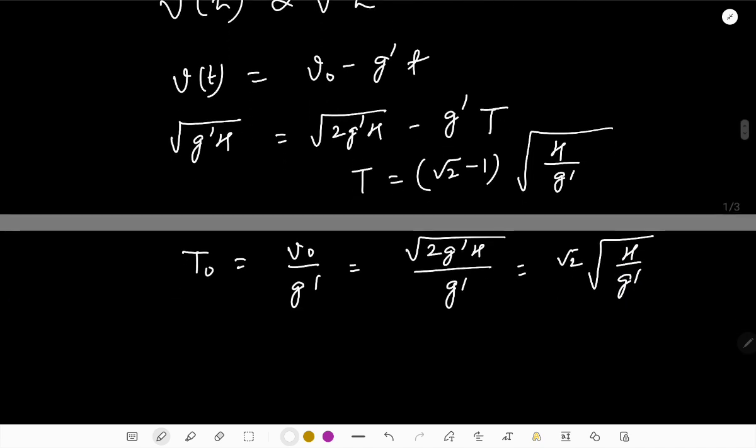And you will see this time is root 2 by (root 2 minus 1) times t. t was the time to empty the vessel by half. So these are the relations, and this is the solution.